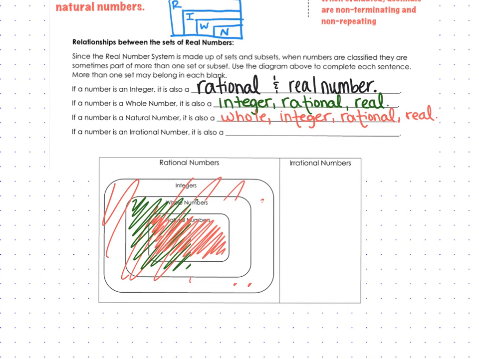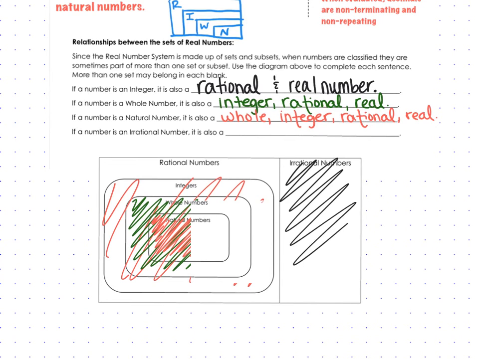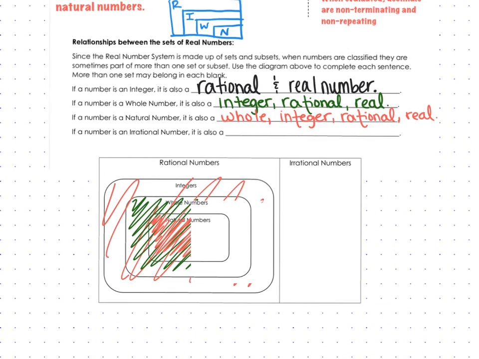So finally, it brings us to the last set that it's asking for, which is the irrational group. Now check this out. The irrational group is way over here by itself, and notice how it doesn't touch any of the other groups, except for the real number group. So if it's irrational, the only other thing it can be is real. It's also a real number.